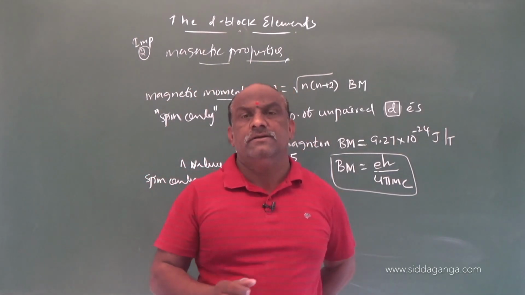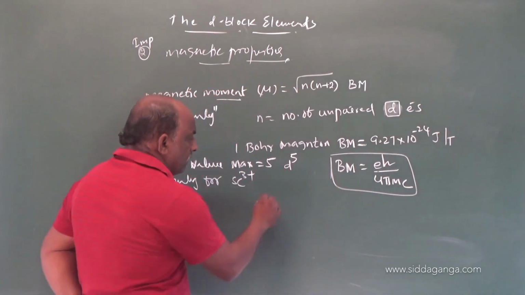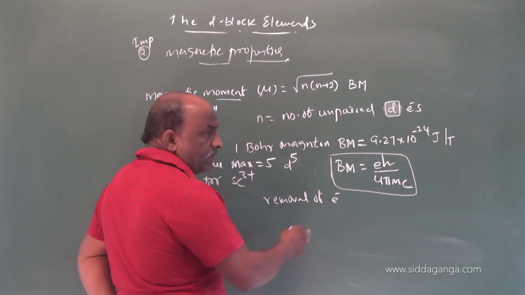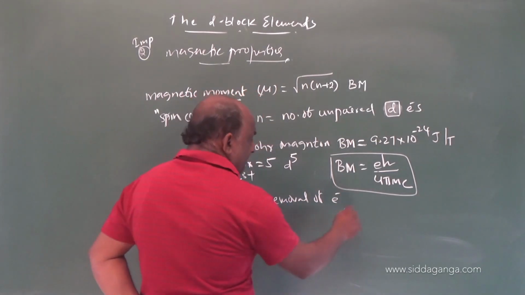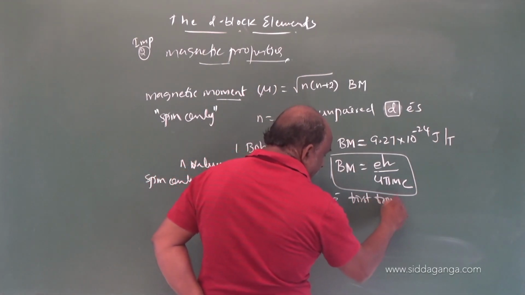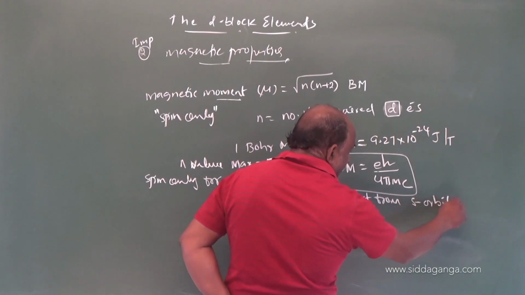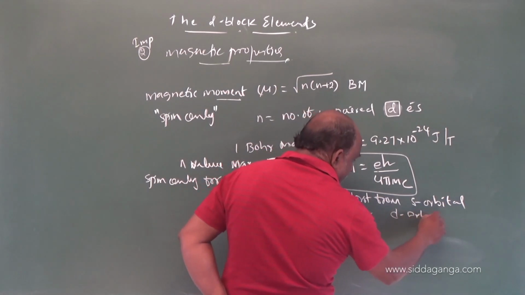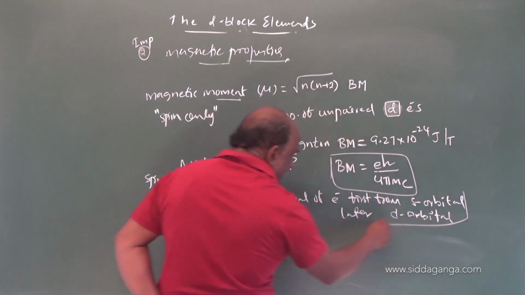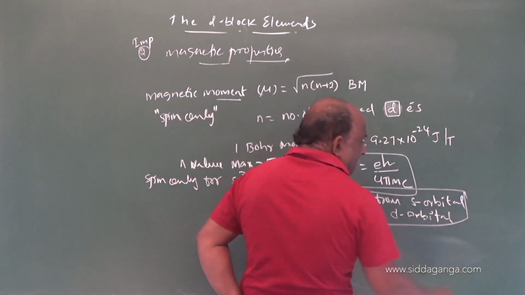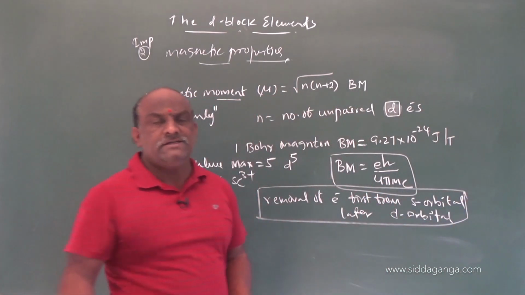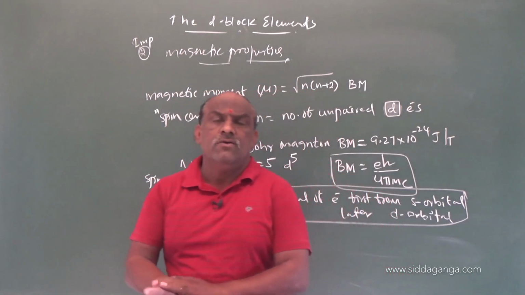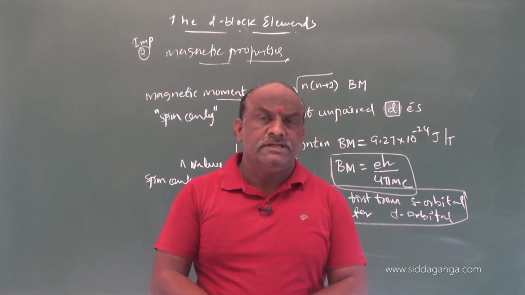Before starting this numerical, you should remember one more point. Removal of electrons is first from the s orbital, later from the d orbital. This point is very important, my dear students. Keep it in your mind, because formation of ions takes place by loss or gain of electrons, that is cations or anions.